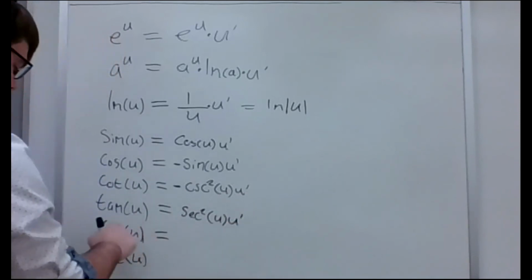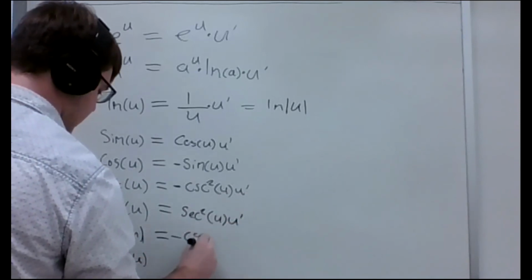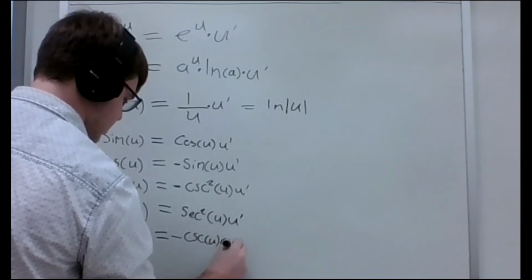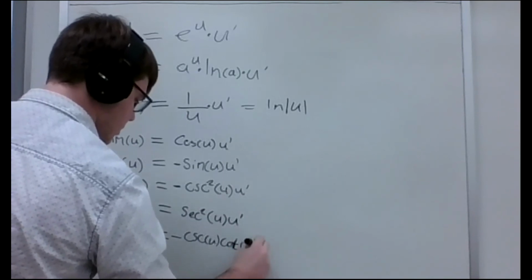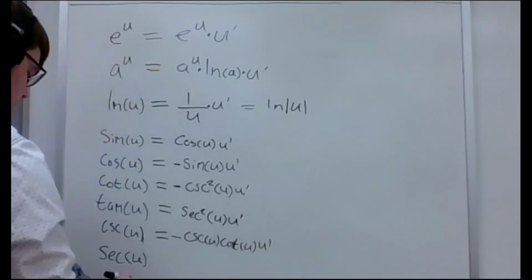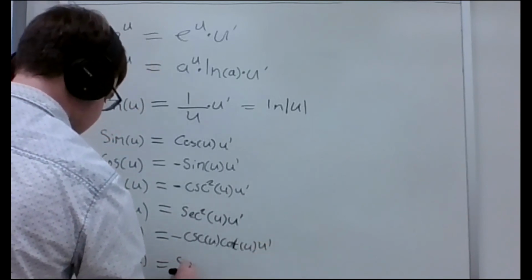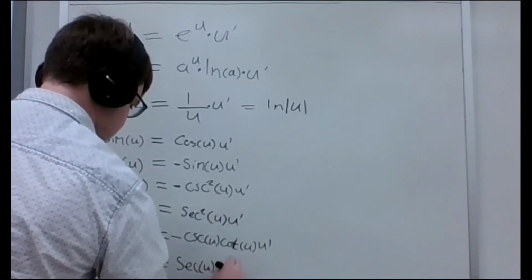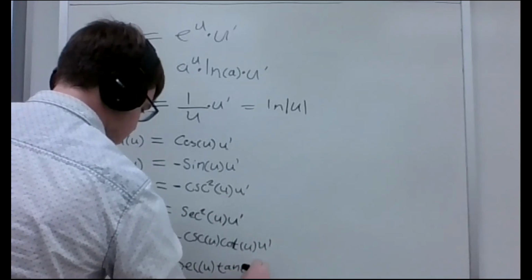And then tangent would be secant squared u times u prime. And cosecant is going to be negative cosecant u cotangent u times u prime. And then our secant is going to be secant u tangent u times u prime.